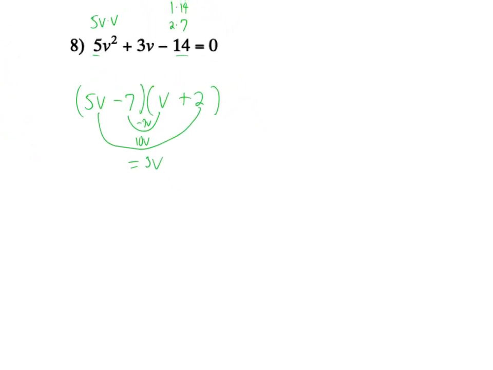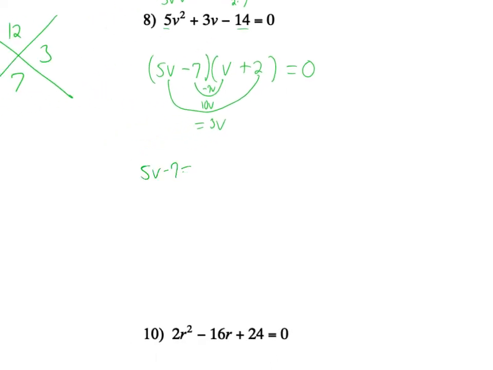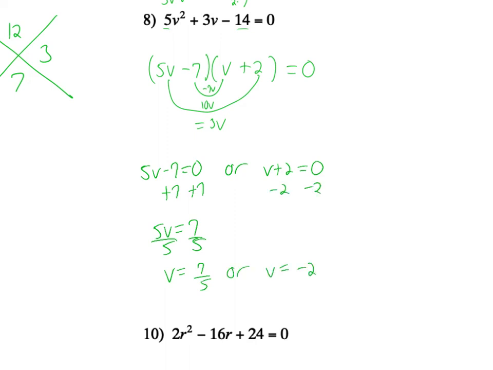So we're going to set this equal to 0. So we're going to do 5v minus 7 equals 0, or v plus 2 equals 0. Now we solve for v by adding 7, divide by 5, v equals 7/5, or over here subtract 2, or v equals negative 2.